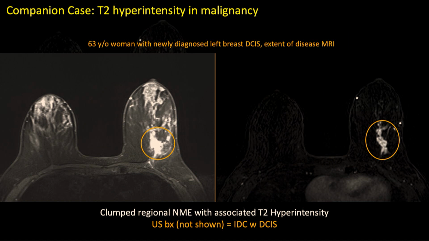Here's another example. This is a more obvious malignancy. She's a 63-year-old woman with a newly diagnosed left breast DCIS, and an extensive disease MRI was obtained. You can see that she has clumped NME with associated T2 hyperintensity. An ultrasound-guided biopsy was performed, and this is IDC with DCIS.